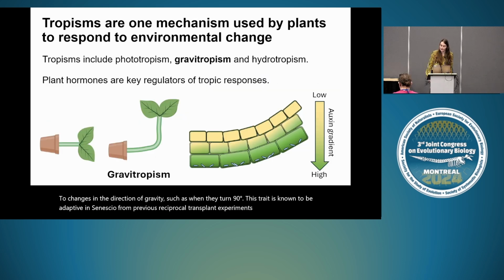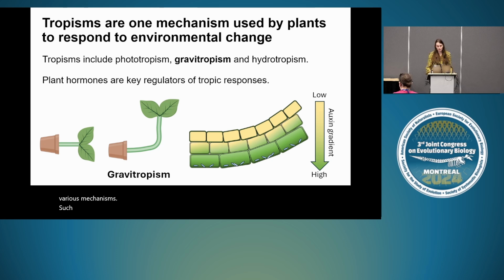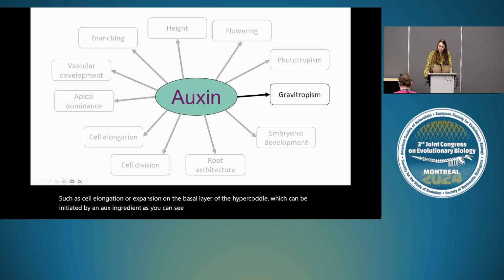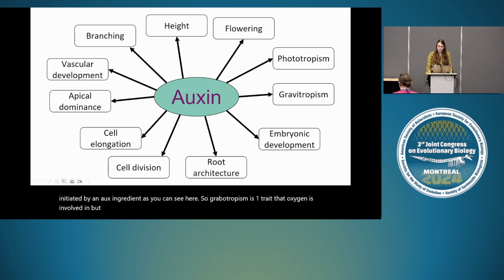So tropisms like gravitropism are important developmental traits that allow plants to quickly respond to changes in their environment. They are the ability of a plant to move in response to external stimuli, and these are often controlled by plant hormones. Gravitropism is when the plants respond to changes in the direction of gravity through various mechanisms, such as cell elongation or expansion on the basal layer of the hypocotyl, which can be initiated by an auxin gradient, as you can see here. So gravitropism is one trait that auxin is involved in, but we also find auxin plays many roles in many traits throughout development.